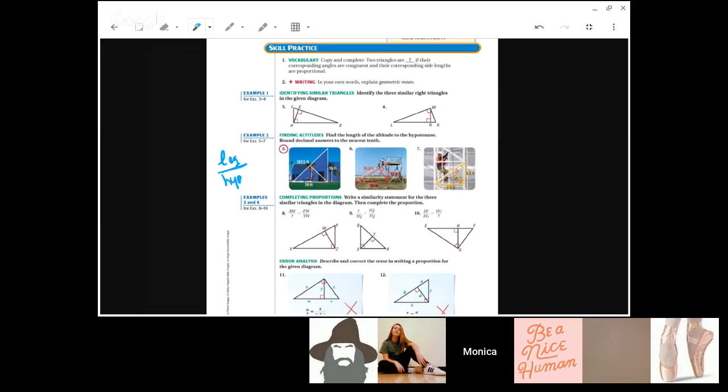So leg over hypotenuse of the big triangle would be 76. Oh, that did not turn out very pretty. Over 107.5. And then remember, we know the hypotenuse of these other triangles, right? So it would be over 76. And then you'd cross multiply 76 by 76 and divide by 107.5. Okay?